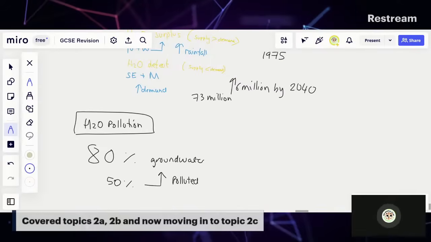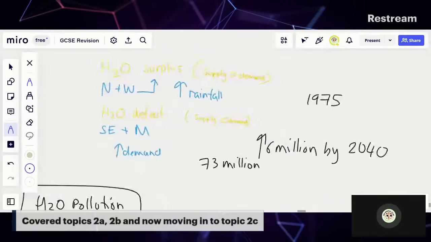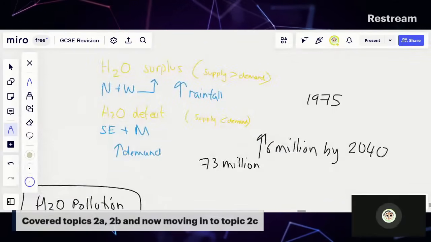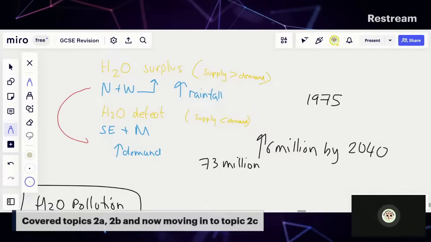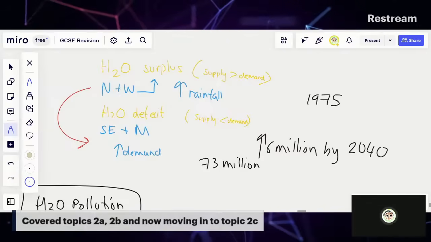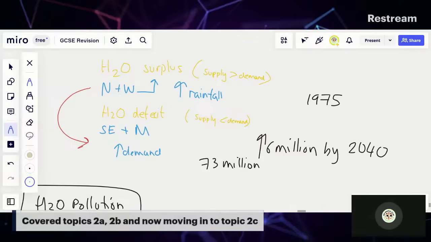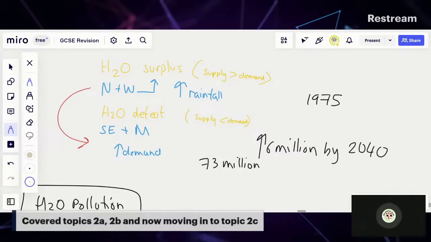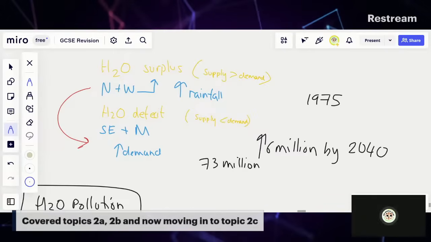So we talked about areas of water surplus and water deficit. Now you may just think, oh, we can easily solve that by transferring the water from the northern areas to the southern areas, from surplus to deficit. But this is very expensive because it requires lots of pipes and aqueducts and dams, and also there are a lot of political issues because there are tensions between the northern and southern areas, and they don't want to give the water away.